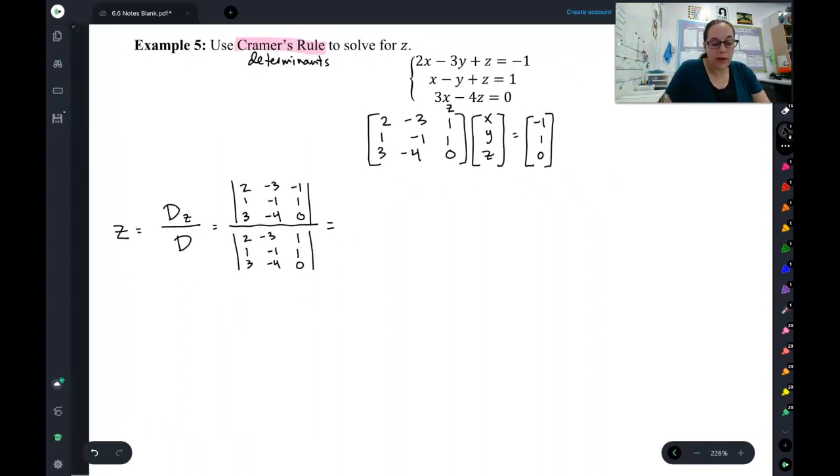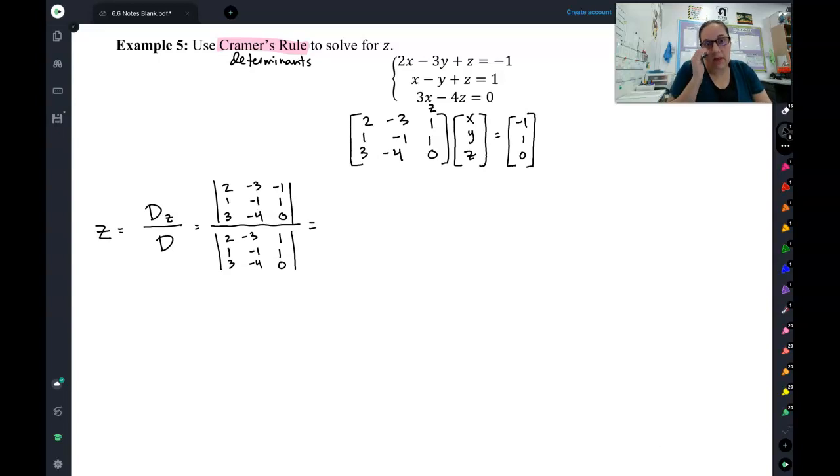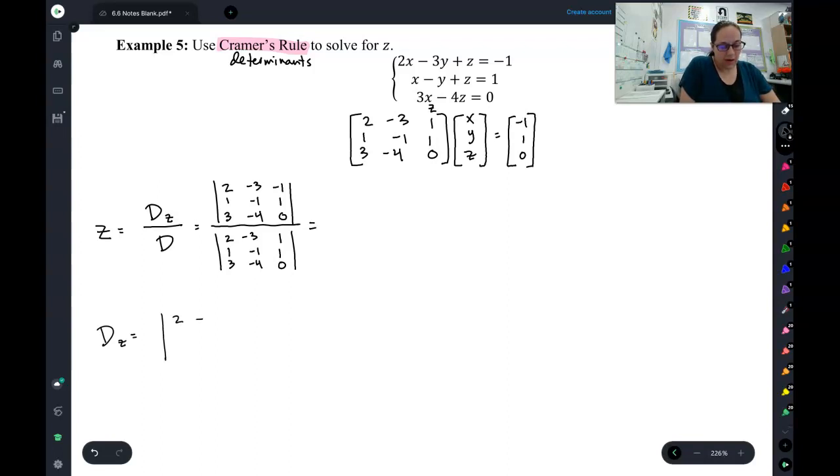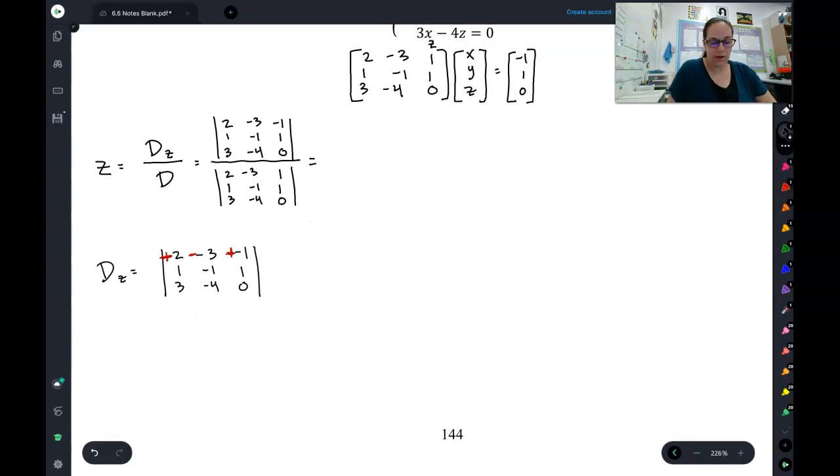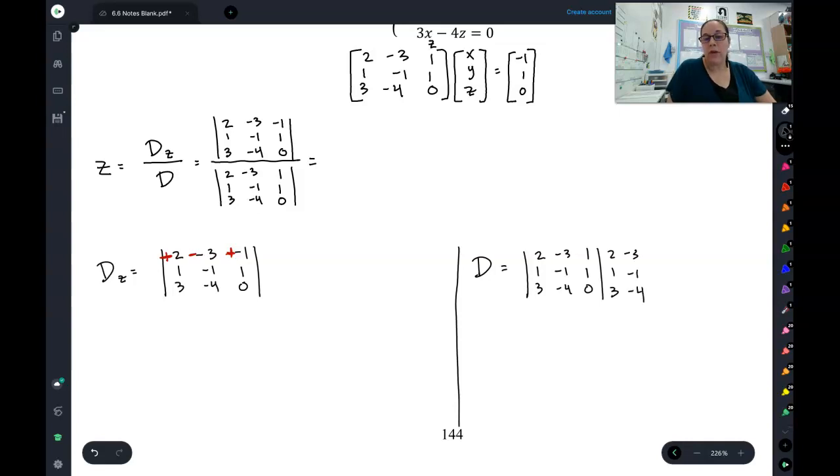Now, these are 3 by 3 determinants, so they are a little more complicated than our 2 by 2 determinants. However, I want you to do something very specific. For dz, our top determinant, I would like you to solve this one using the expansion by minors method. So adding in our signs, and then doing the canceling thing, and solving from there. Then I would like you to find the d determinant by copying our first 2 columns over and doing our diagonal method.